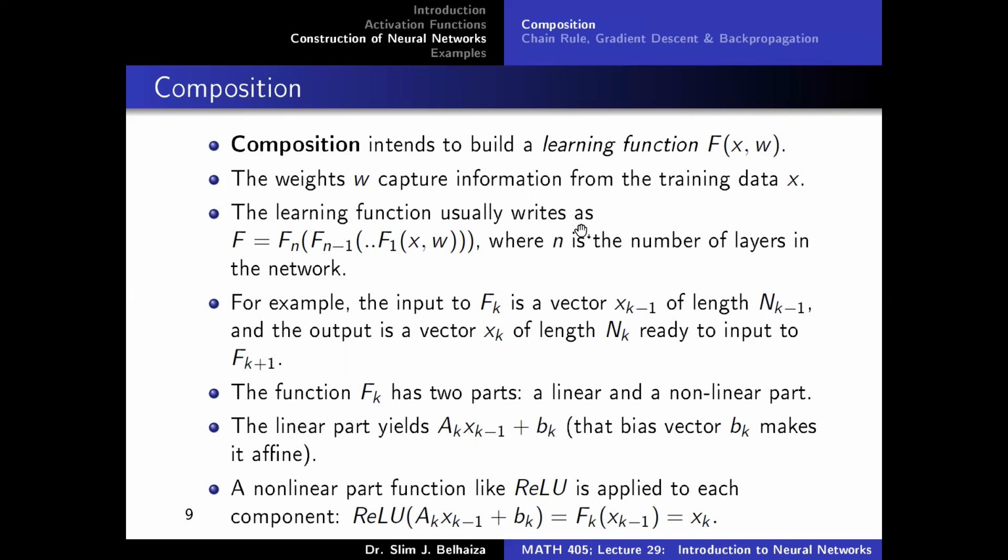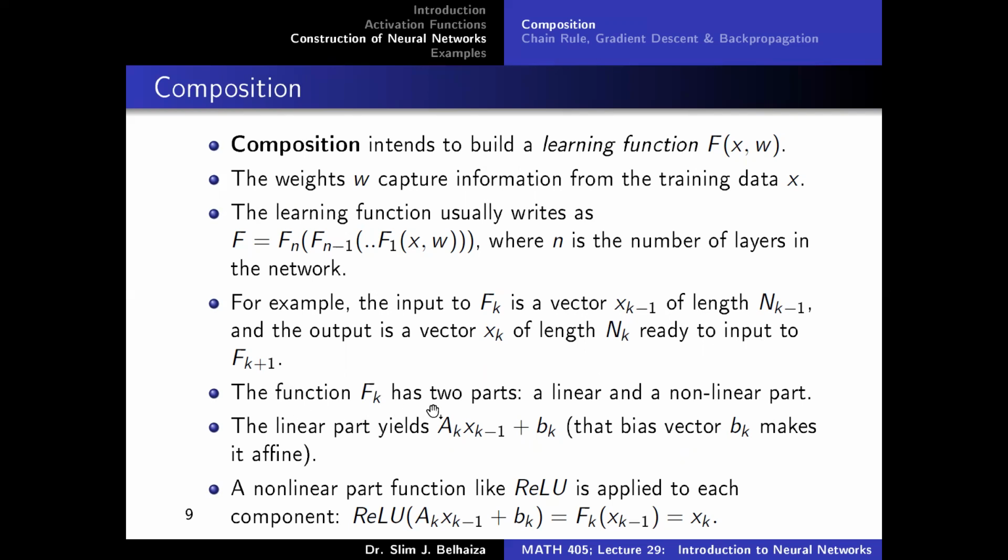The learning function usually writes as a composite function, fn of fn minus 1 till f1 of x, w, where n is the number of layers in the network. For example, the input to fk is a vector xk minus 1 of length nk minus 1, and the output is a vector xk of length nk, which is ready to become the input of fk plus 1.